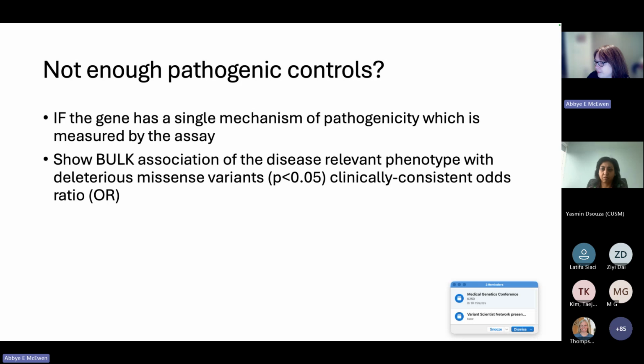If you're lucky and your gene has a single mechanism, like a tumor suppressor gene, which is loss of function, which is measured by your assay, you can do something called bulk association, where you take all your variants and you pool them together, all the ones that are deleterious missense in your assay, and then look to see if your clinical phenotype is enriched with that variant set. And I'm going to show you an example on the next slide.